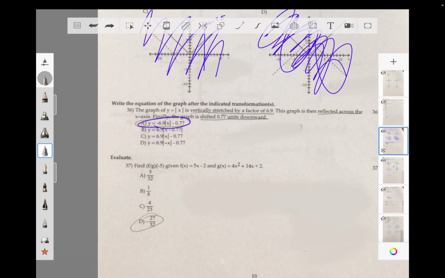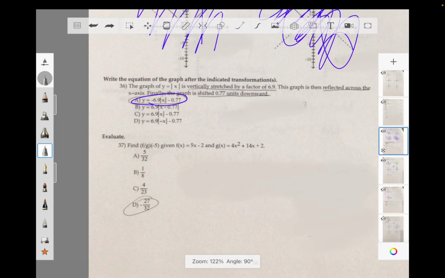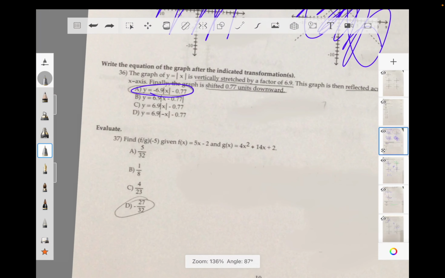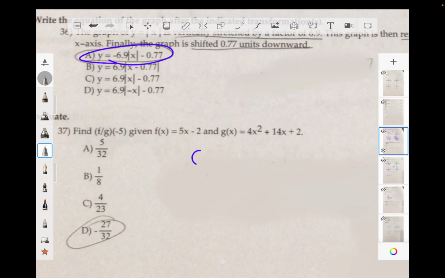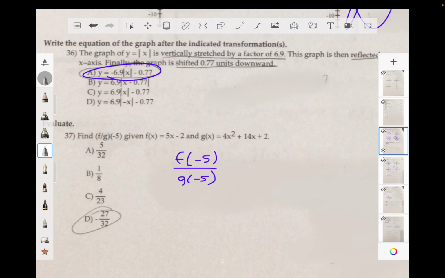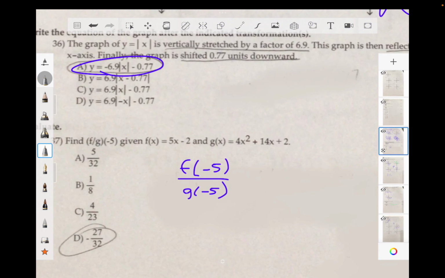Find f over g of negative 5. All it's saying is f of negative 5 over g of negative 5, which of course means you're replacing all the x's in both equations with negative 5.